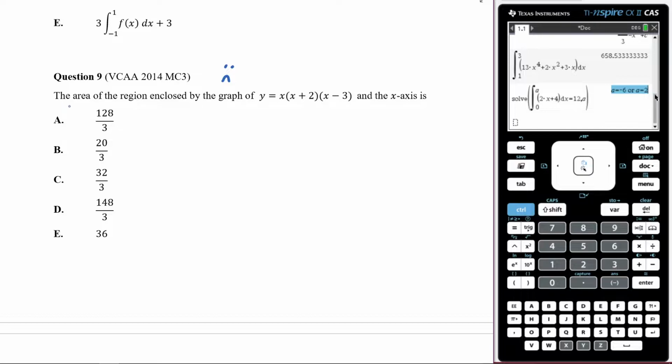All right. I need to stop rambling and answer this question. The area of the region enclosed by the graph, this, and the x-axis.